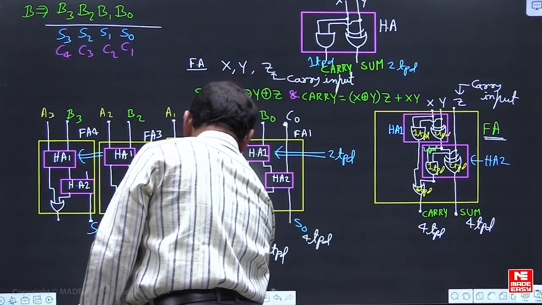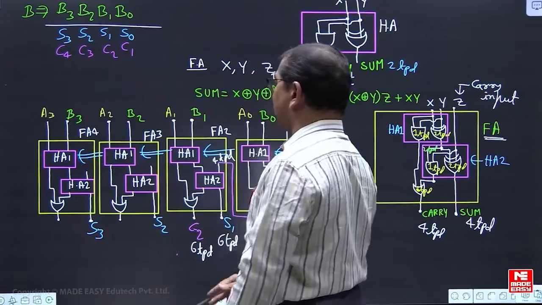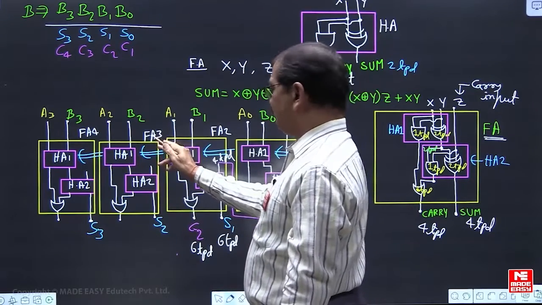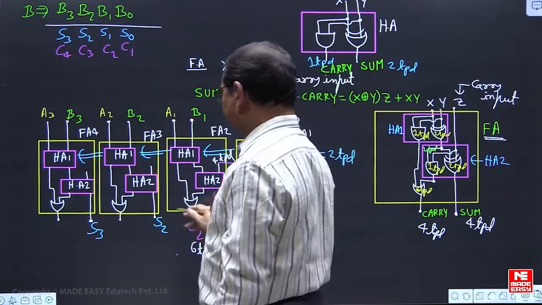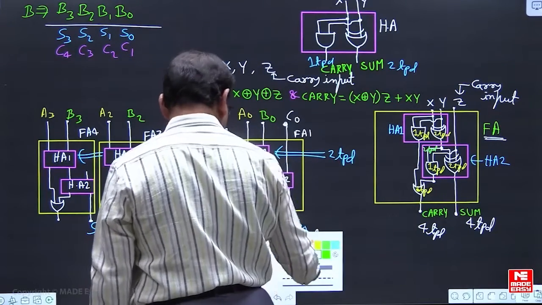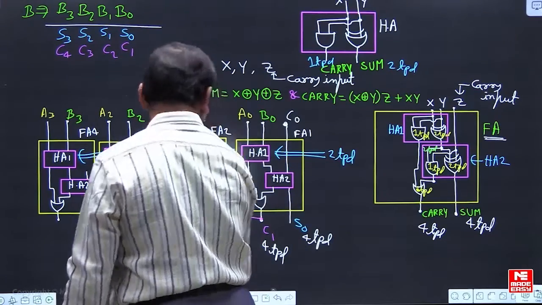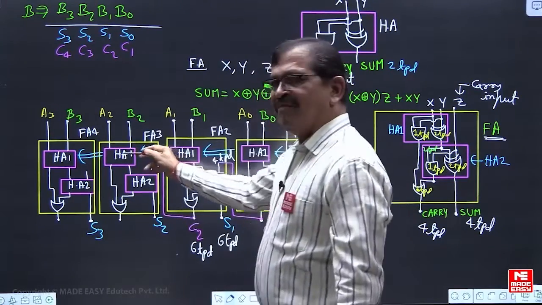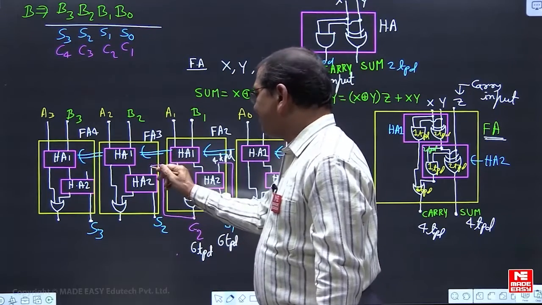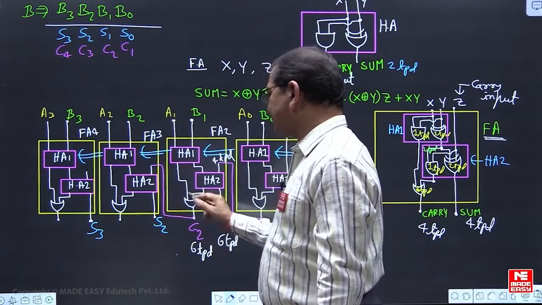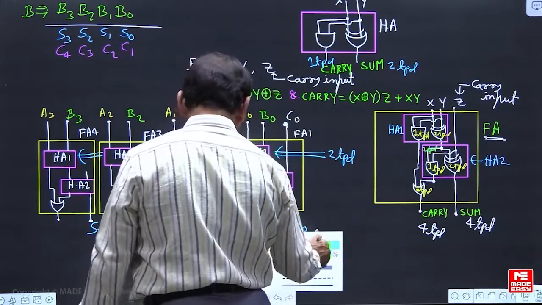It is also coming to be 6 TPD. Now this C2 is available for this full adder 3 as an input. It is available with a delay of 6 TPD. This C2 is basically entering the half adder 2. So it does not wait for half adder 1. It has completed its job, so it is coming as an input to the half adder 2 of full adder 3 with a delay of 6 TPD.